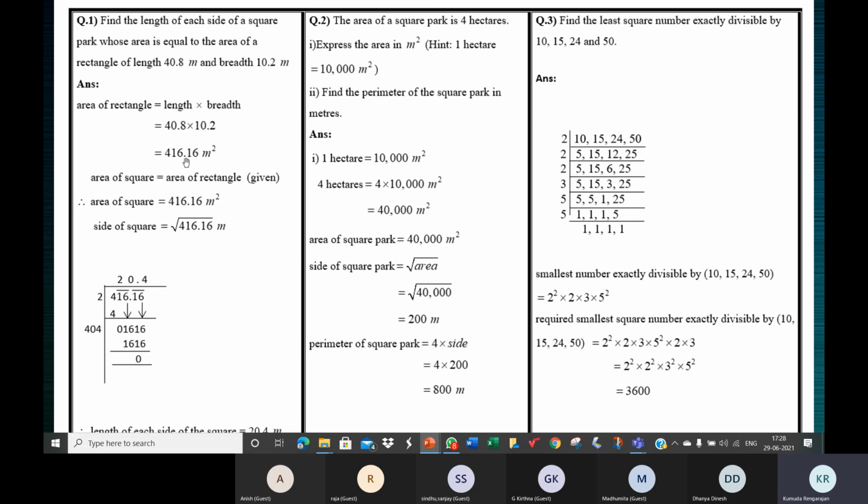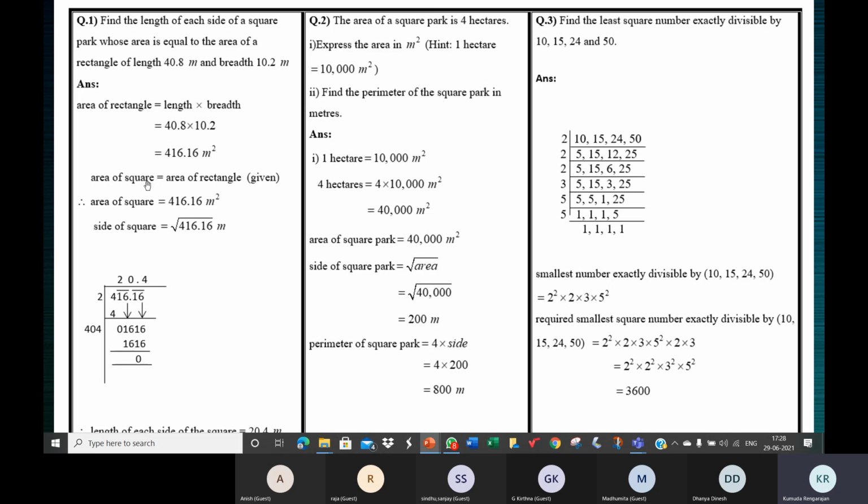The product is 41616. Now here in 40.8 there is 1 decimal place, and in 10.2 there is 1 decimal place. So the product must have a total of 2 decimal places, which is why it is 416.16. So this is the area of the rectangle.